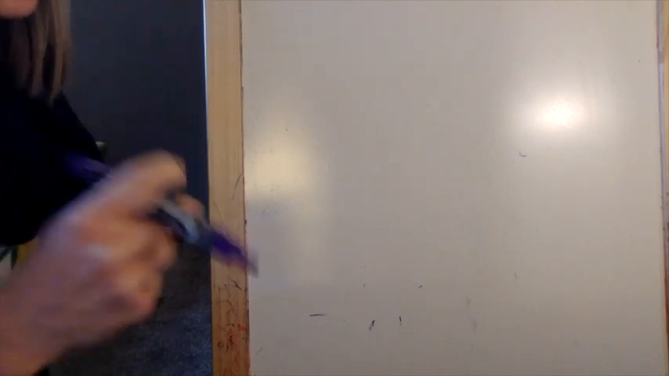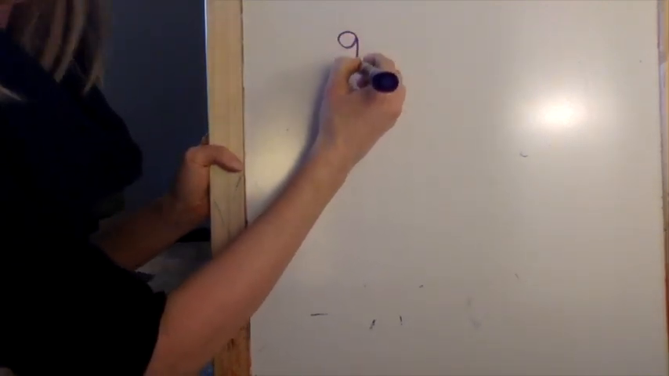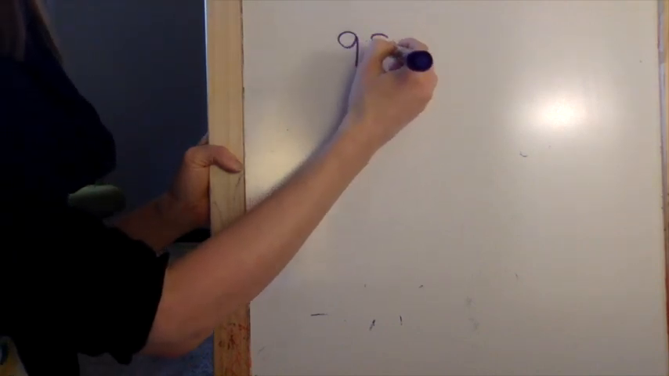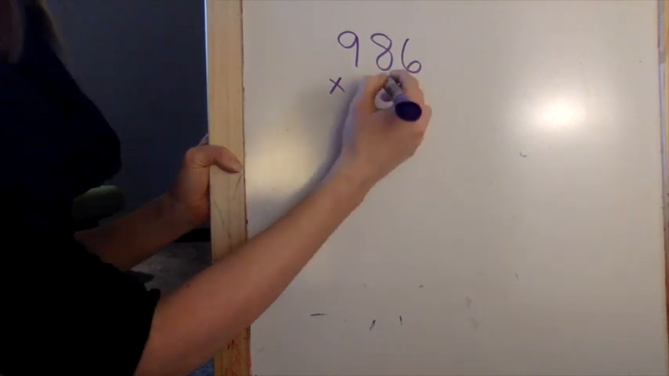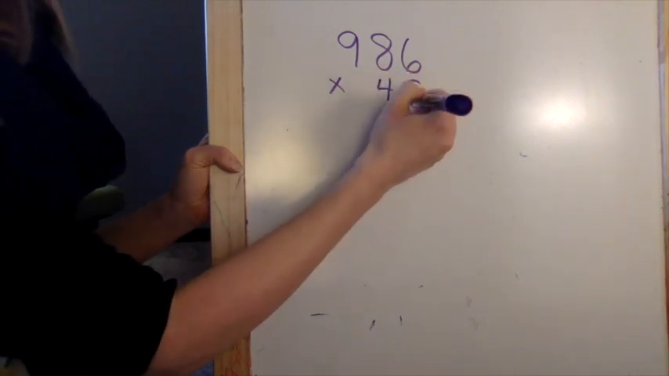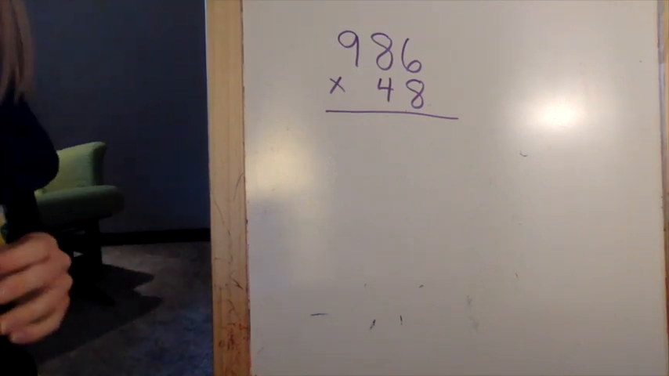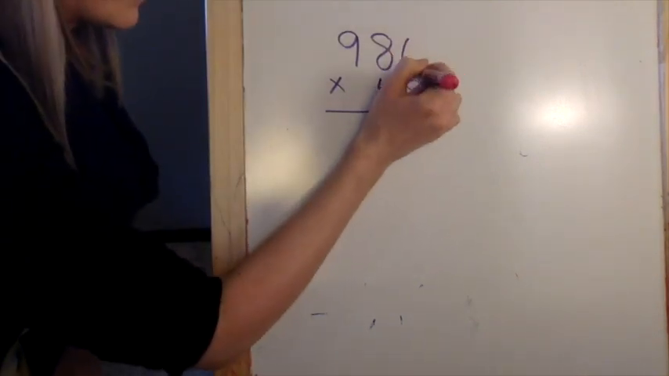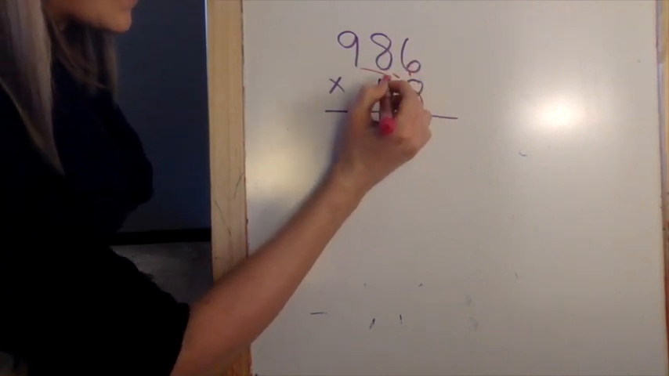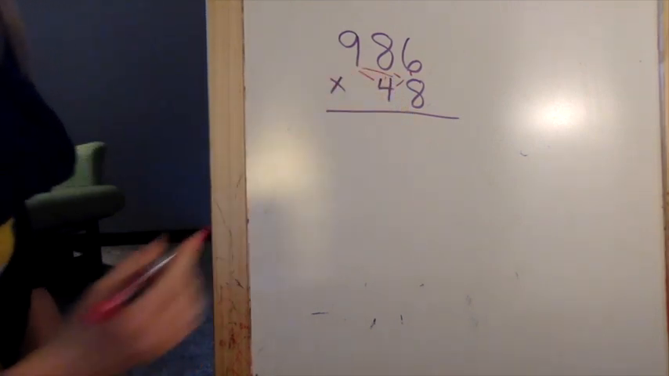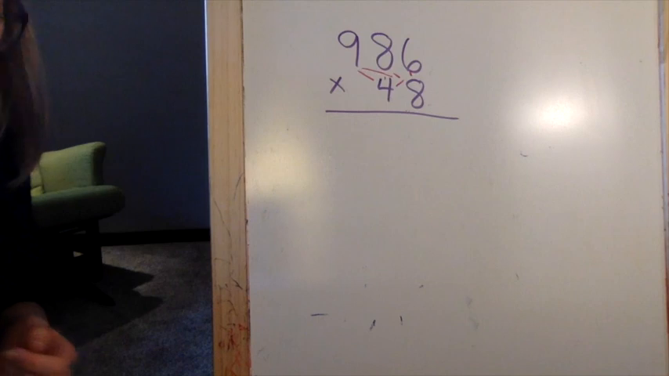And I'm going to use partial products to show you how to do it. So 986, and we're going to multiply by 48. Okay, and don't panic. All this means is you have one extra step here. So you're going to go 8 times 6, 8 times 80, and 8 times 900. Then you're going to go 4 times 6, and 4 times 80, and 4 times 900. Those little lines are supposed to make it easier to understand, but I don't really know if they do.